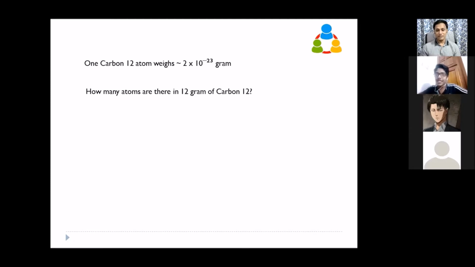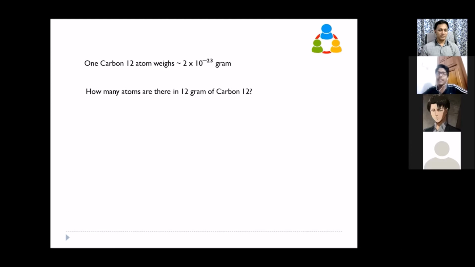Divide what with what, Avinash? The total weight, 12 gram, by the weight of one carbon atom, 2 into 10 raised to minus 23. How did you get it? Because one carbon atom weighs this, so if you want to find the number of atoms in 12 gram, you could just find how much is this.